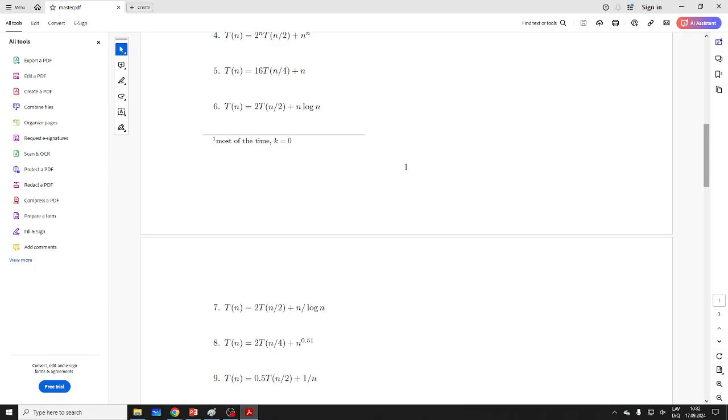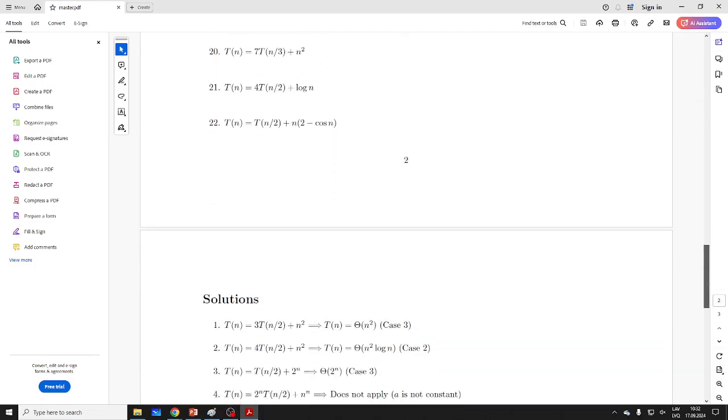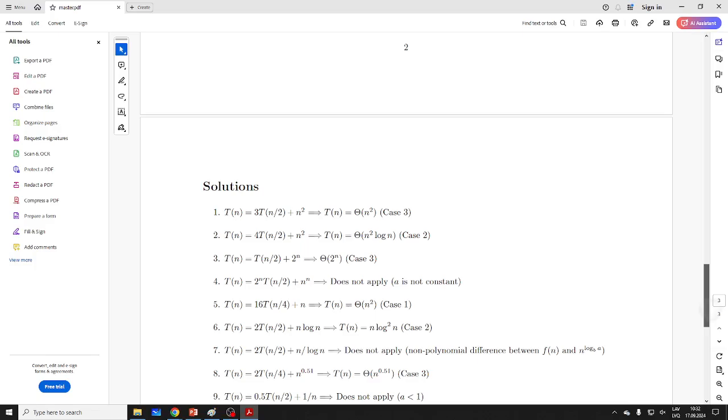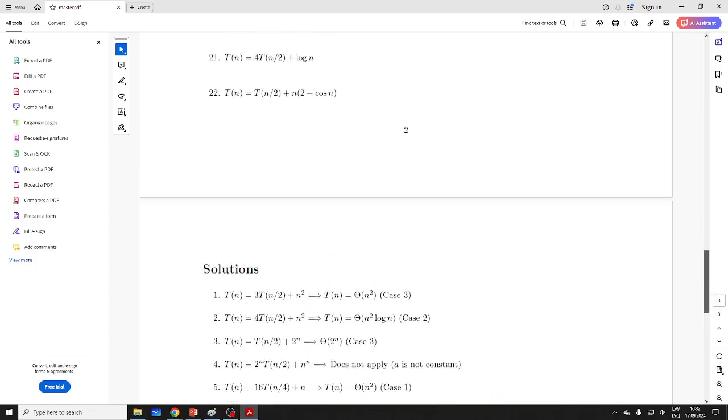Oh, well, I think we can skip this one, right? Because you don't have to worry about this part, because here a is less than 1, right? Let's double check. It does not apply, a less than 1, exactly. All right.